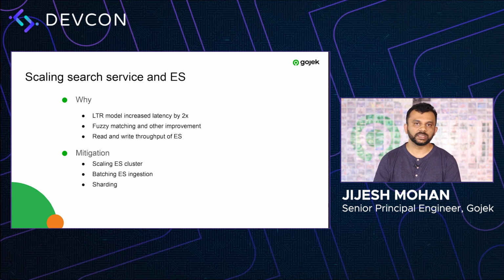When we were doing the analysis, we found that even the LTR model caused an increase in the query latencies by almost 2x. And other improvements like fuzzy search and the query optimization that we have done also caused some kind of latency increase in the system. And of course, the read and write throughput of the data also increased. So the mitigation plan is to horizontally scale the system, as with any other service, right?